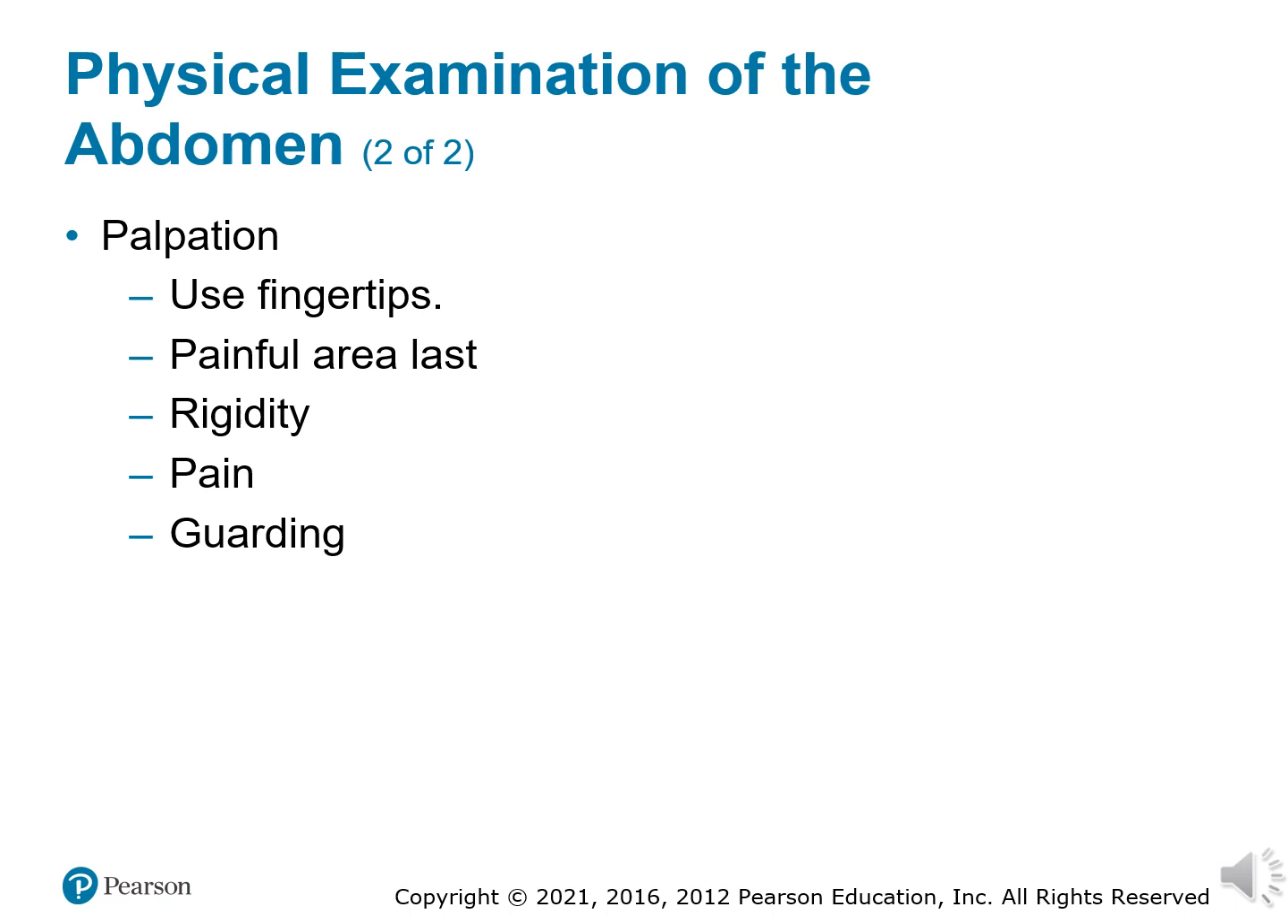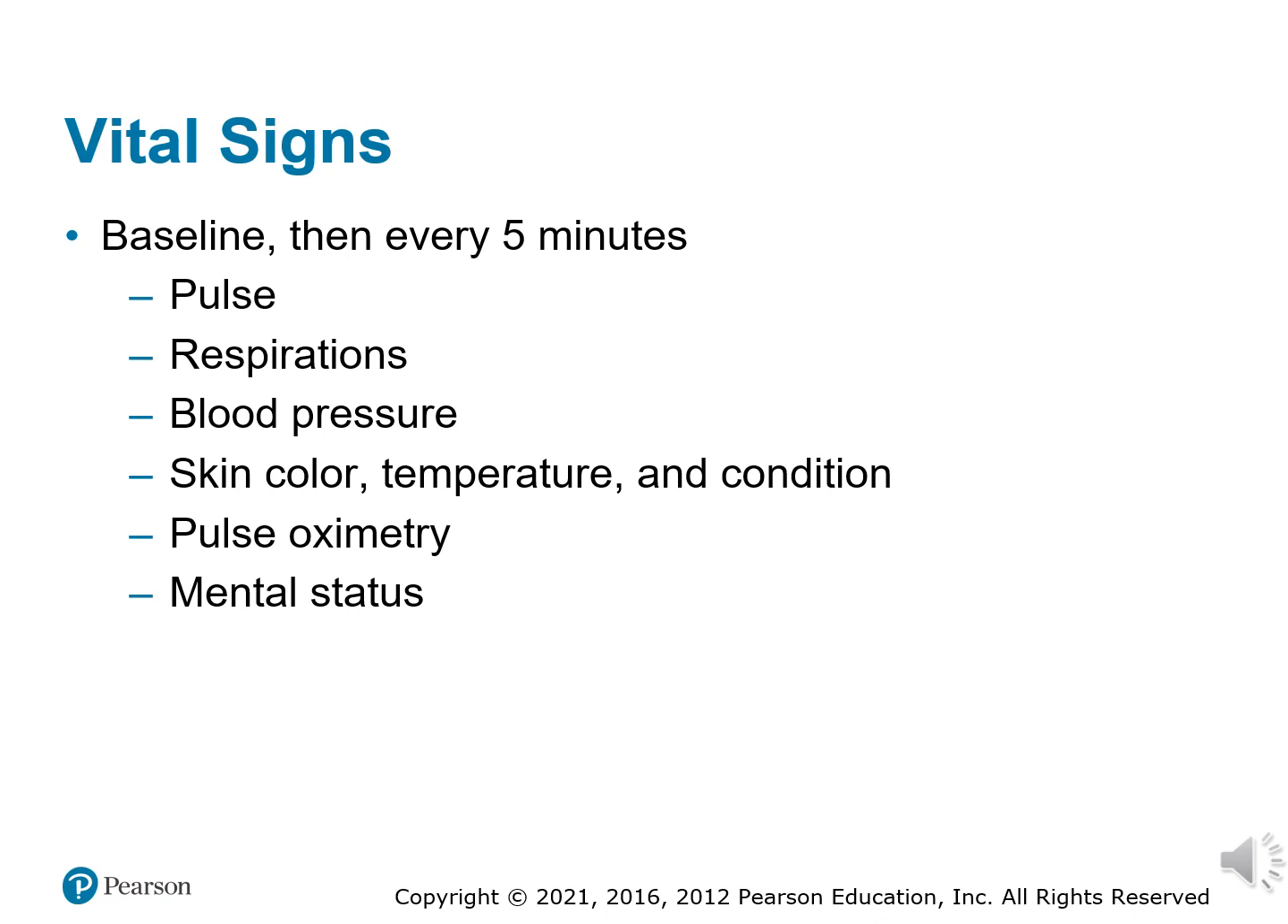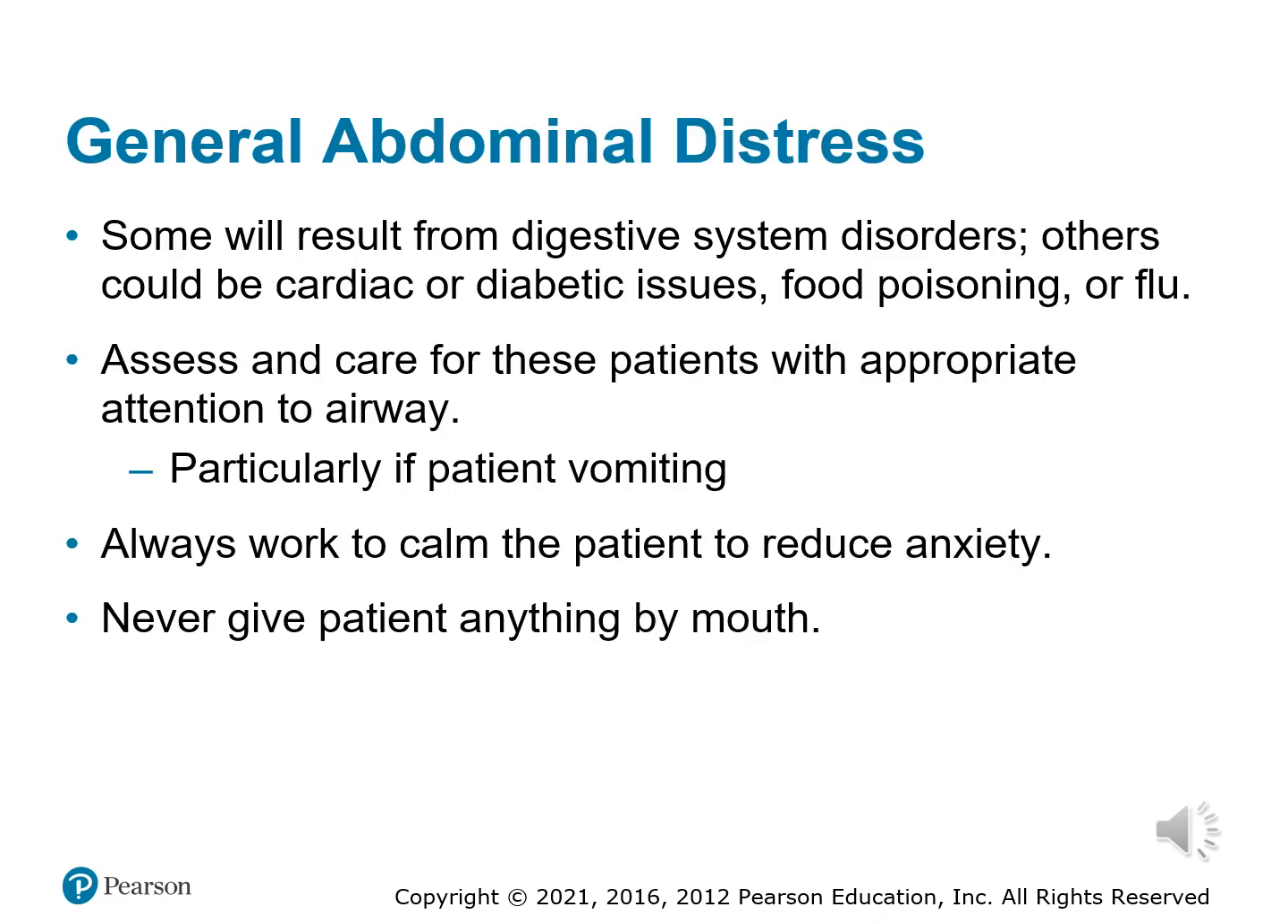So with abdominal pain patients, you're going to do your baseline set of vitals and then every 5 minutes afterwards, including the pulse, respirations, blood pressure, skin color, temperature and condition, pulse ox, and their mental status. With general abdominal distress, some will result from digestive system disorders, others could be cardiac or diabetic issues, could be food poisoning, or even the flu.